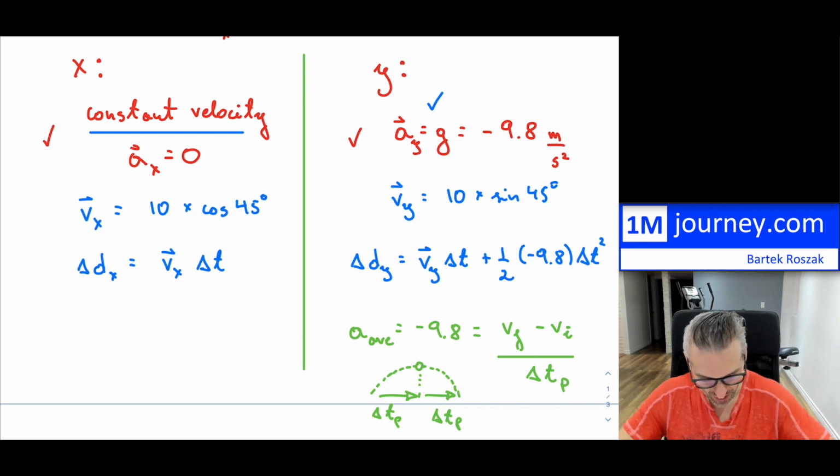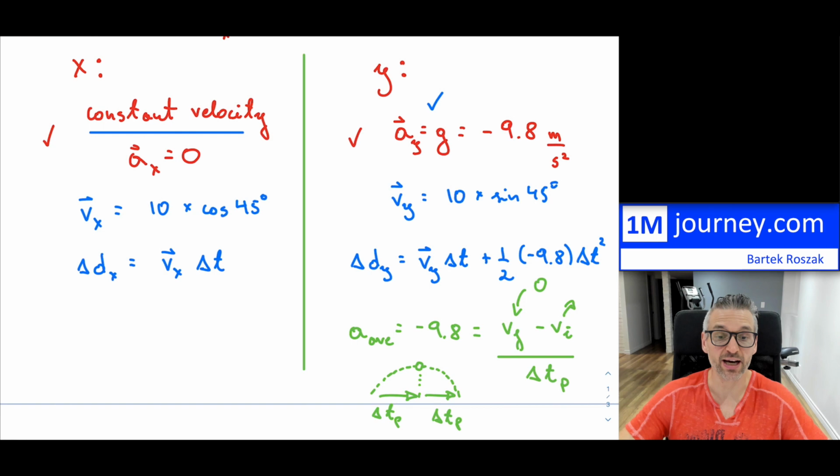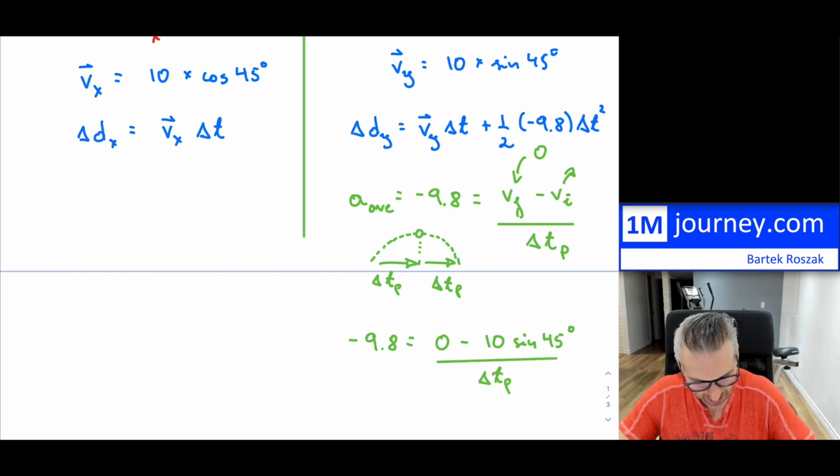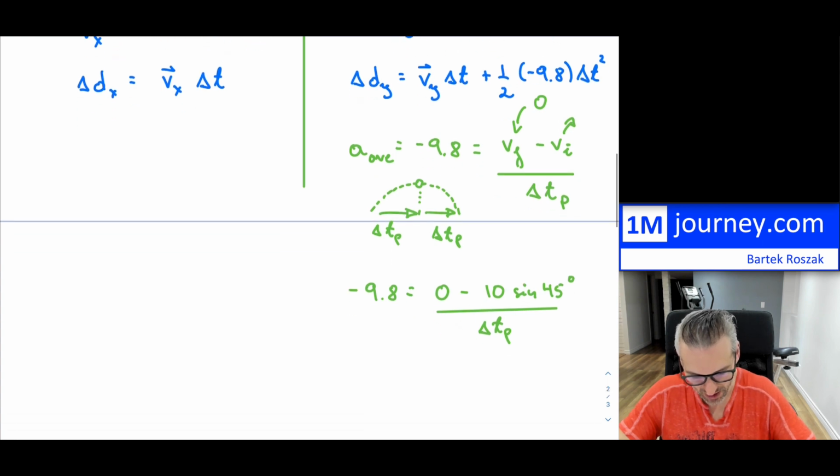Now, can I solve for this? Well, yes, of course. This right here is nothing else but 0. This initial one is what the cannon has been shot out at. So for our example, we would have negative 9.8 equal to 0 minus 10 times sine of whatever angle it was shot at, in this case 45, divided by the delta t at the peak. So I can definitely solve this.